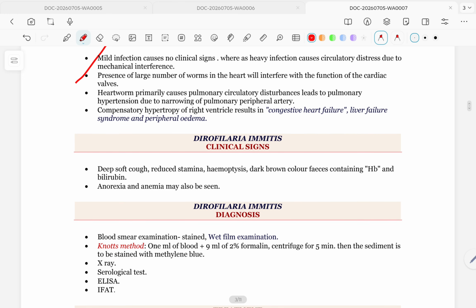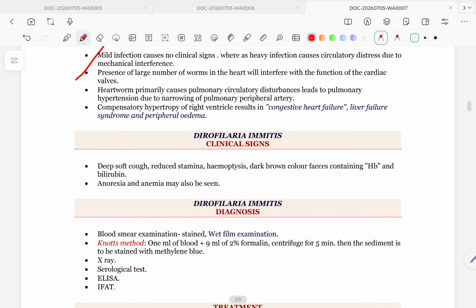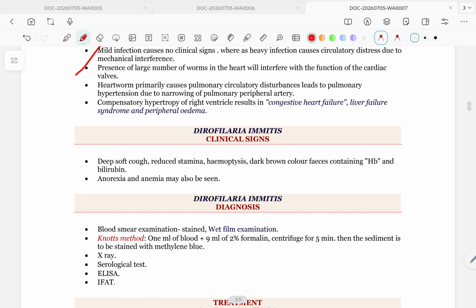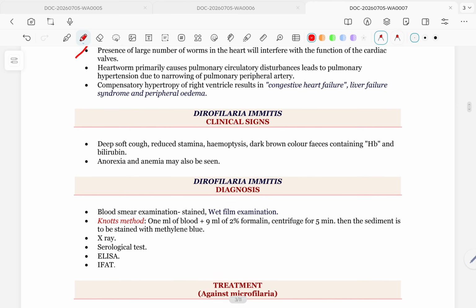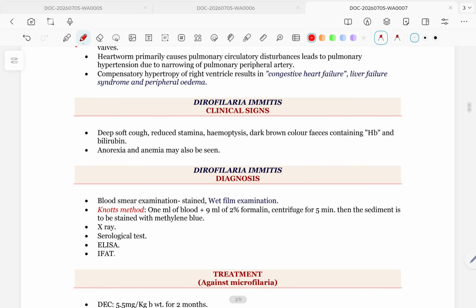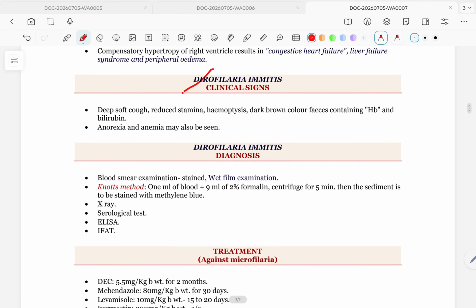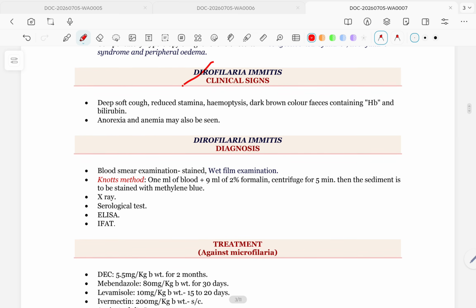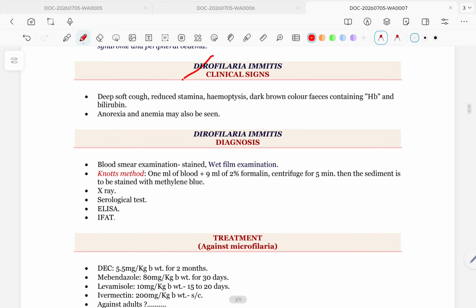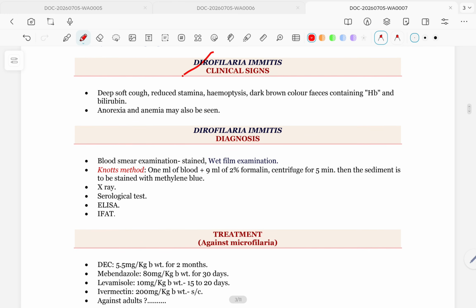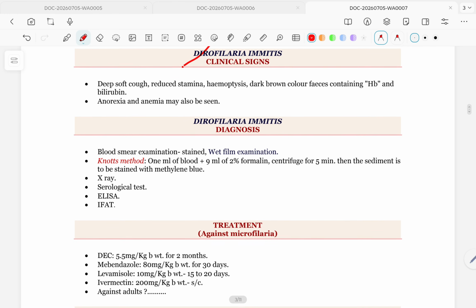Compensatory hypertrophy of the right ventricle results in congestive heart failure, liver failure syndrome, and peripheral edema. Dirofilaria immitis clinical signs: deep, soft cough, reduced stamina, hemoptysis, dark brown colored feces containing hemoglobin and bilirubin. Anorexia and anemia may also be seen.